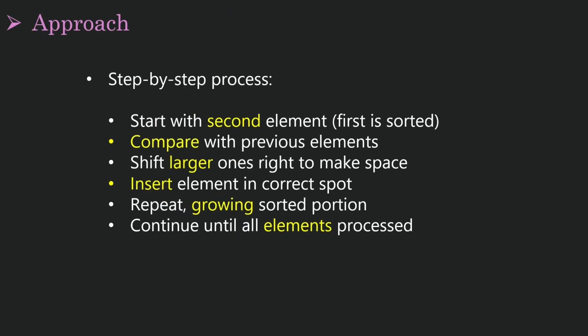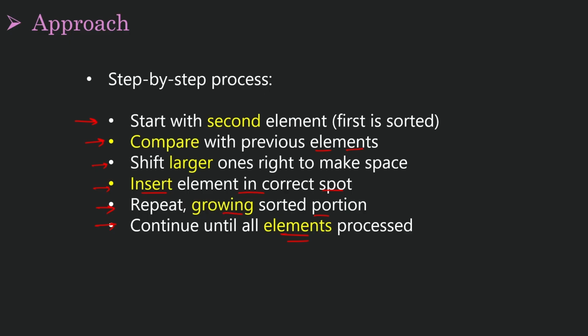Approach. Here's how it works. Start with the second element. Assume the first is a sorted list of 1. Compare it with the previous elements and shift larger ones right to make space. Insert the element in the correct spot. Move to the next element and repeat, growing the sorted portion. Continue until all elements are processed. It's like keeping the left side sorted and slotting each new number in.